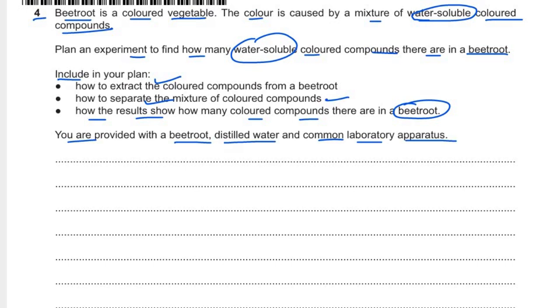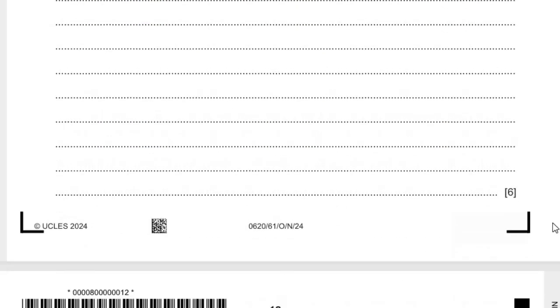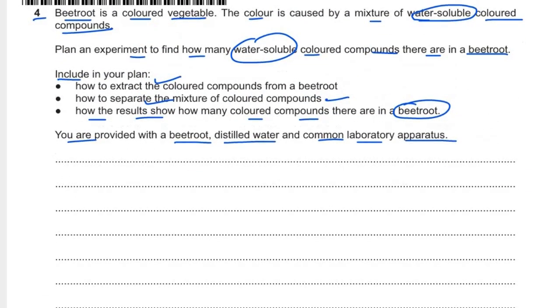Now here in this question we can see it is a 6 marks question, and we are given enough space to write the answer. And it's also said that we are going to separate the colored pigments, the colored compounds present in the beetroot, which are water soluble.